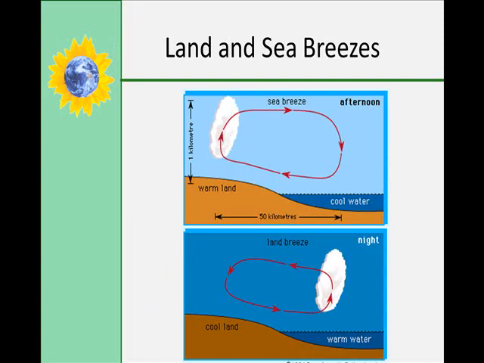Unequal heating of air over land and water results in breezes near the shorelines. While the land is warm during the day, air above it rises and cool breezes blow in from the sea. As the land cools off at night, air pressure over it increases and a cool land breeze blows out to sea.